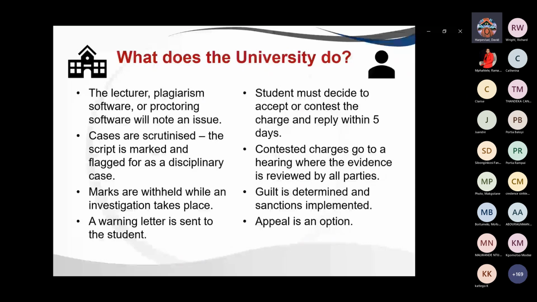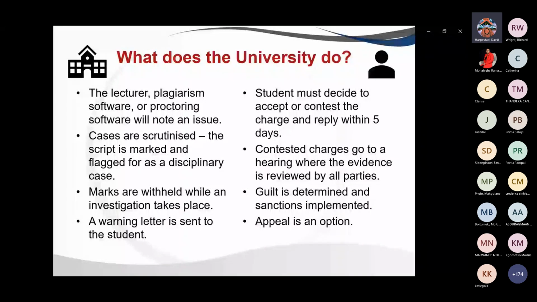So what does the university do when it becomes aware of transgressions? And this includes the transgression of not using the prescribed proctoring software. There is a formal process that is followed when lecturers identify cases of plagiarism. This includes the lecturers gathering all the evidence needed and marks being withheld while the investigation takes place. Students are issued a warning letter and can decide to accept or contest the charges. If students contest the charge, a formal hearing is set and guilt determined on the probability of evidence.